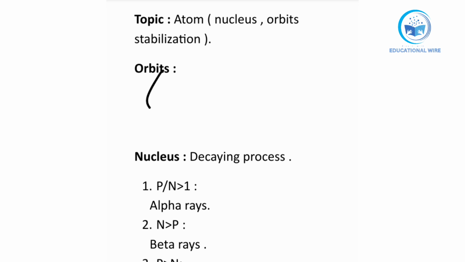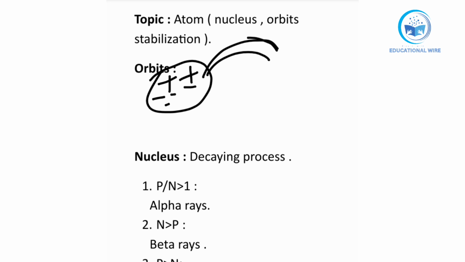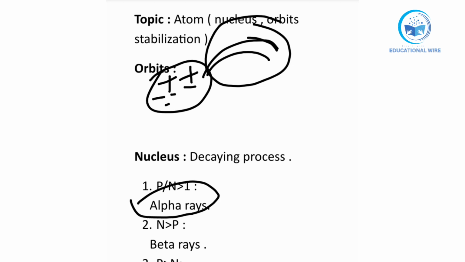Here we have proton and neutron both greater than 1. It will emit out, or it will decay, and change its form when it emits out. It will change its form into alpha ray. That ray which came out is called alpha ray.